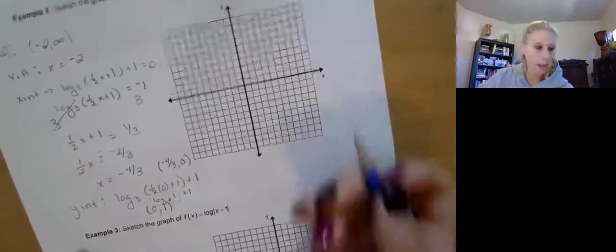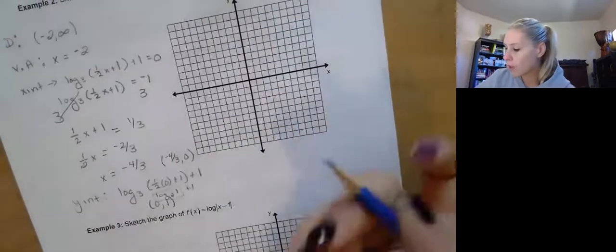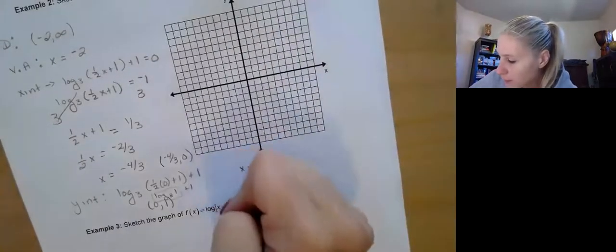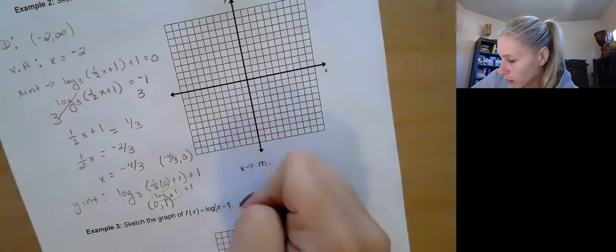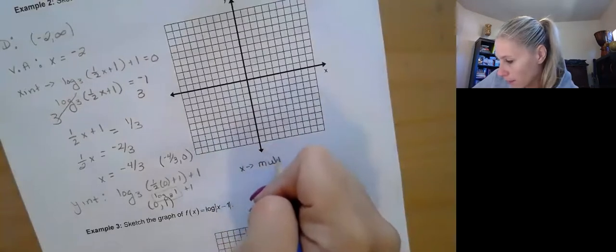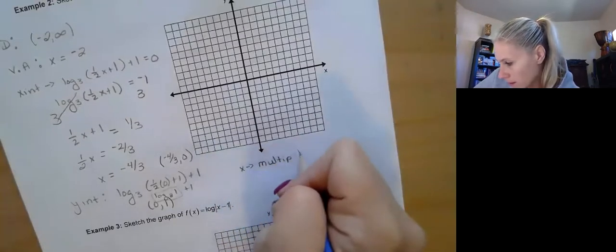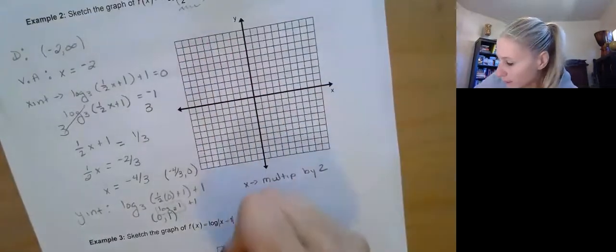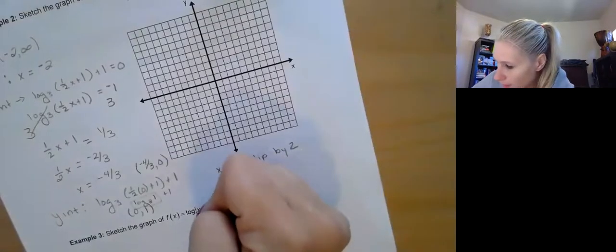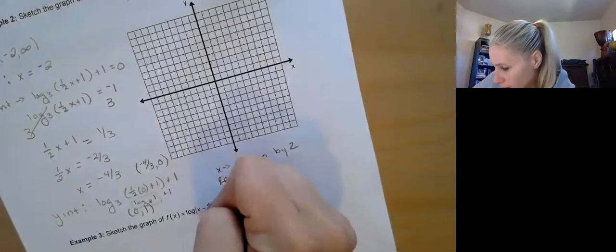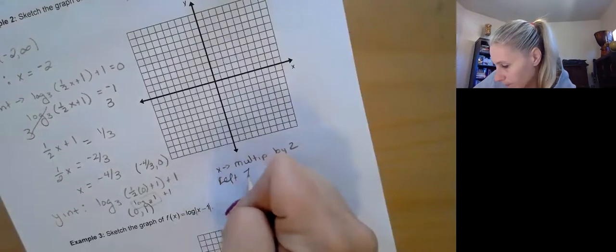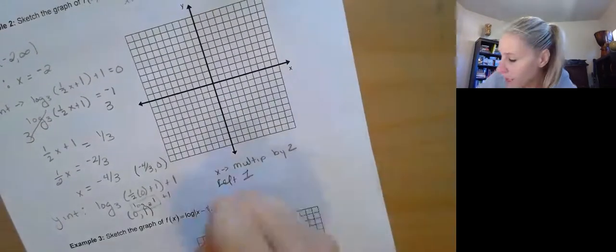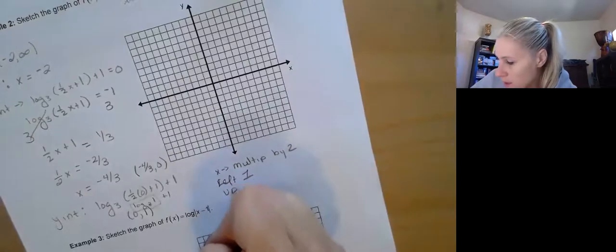Okay. Let's also keep in mind our transformations, right? Of course, x is multiplied by 1/2. Remember, we have to do the opposite. The plus one on the inside means it goes left 1. And the plus one on the outside says it moves up 1.